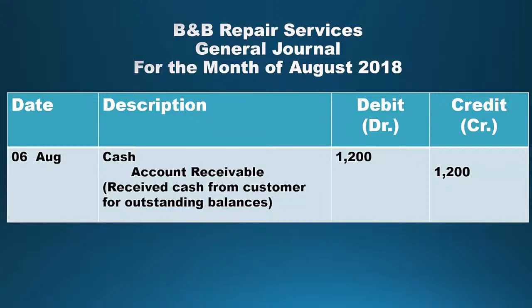August 6th, receiving payment from customers. Step 1. Review the journal entry. The journal entry for August 6th was debit cash, $1,200. Credit accounts receivable, $1,200. This tells us that the company received payment from customers who previously owed money, so we need to update both the cash and accounts receivable ledgers.